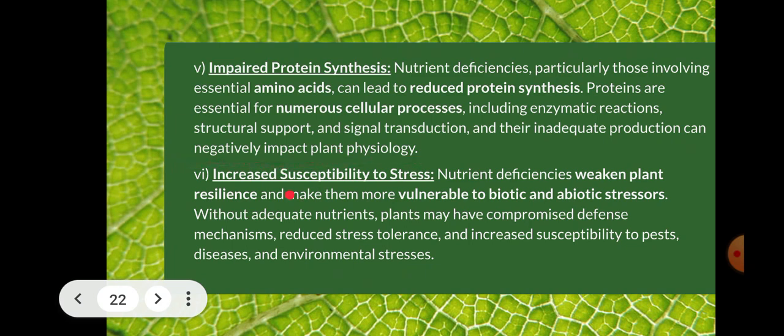The sixth one is increased susceptibility to stress. Nutrient deficiencies can make the plant weaker and also more vulnerable to biotic and abiotic stressors. Biotic stressors are the living components, and abiotic stressors are the non-living components of the environment. Without enough nutrients, plants will also have compromised defense mechanisms and reduced stress tolerance, with increased susceptibility to pests, diseases, and outer environmental stresses.